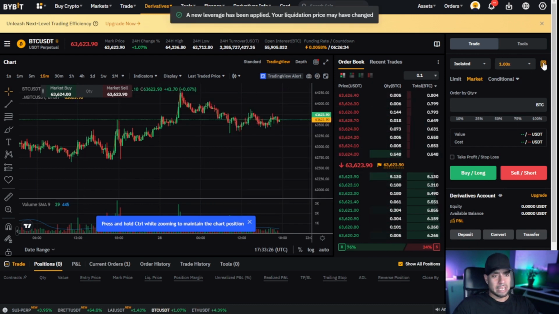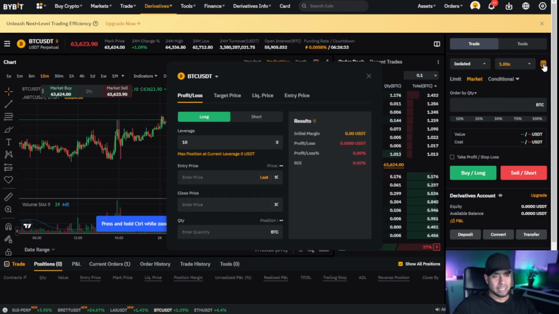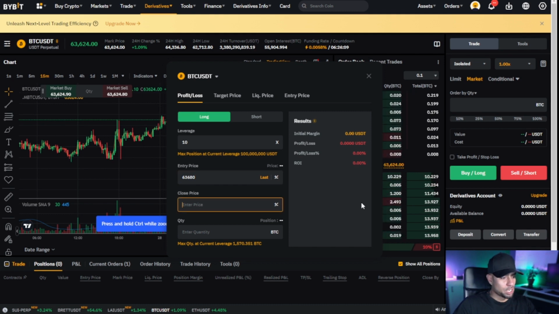All right. Here to the right, you will see a calculator. That calculator is really good for you to be able to calculate how much you're putting up as risk on every trade. So let's go back to that $100 trade. Let's say my entry price is 63,680. I want to close it at 69,000. Quantity, let's say 1 BTC.